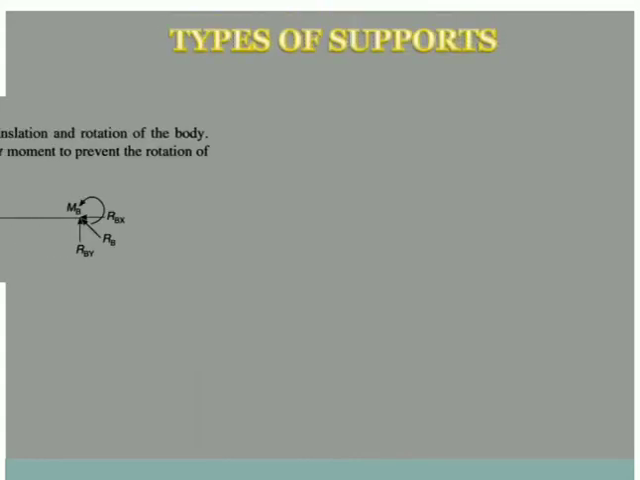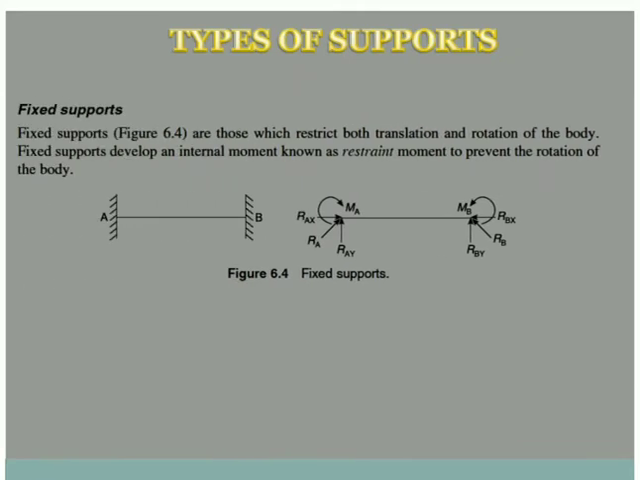Now let's come to the last type of support, which is very important from the civil and structural engineering point of view. It is a fixed support. Fixed supports are those supports which resist both translation and rotation of the body. Fixed support develops an internal moment, known as resisting moment, to prevent rotation of the body also. So fixed support means completely fixed, resistance in all the directions. That means you have a horizontal reaction, a vertical reaction, and a moment also.